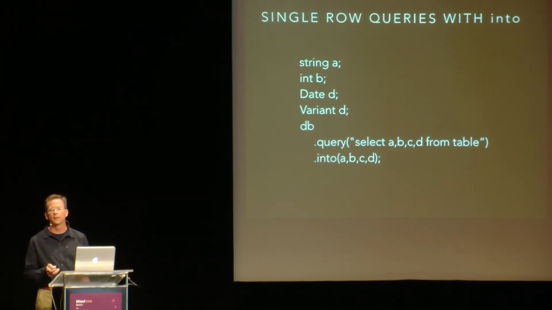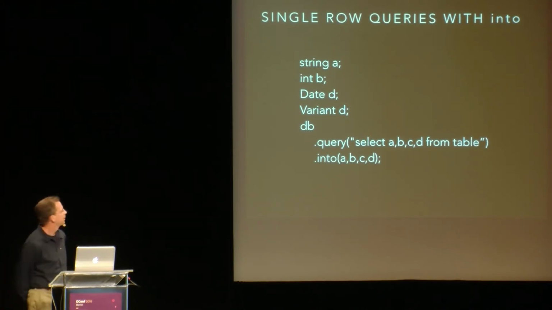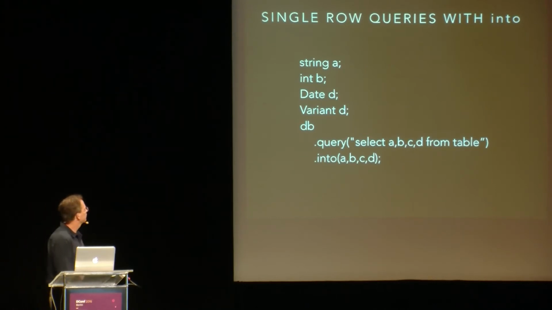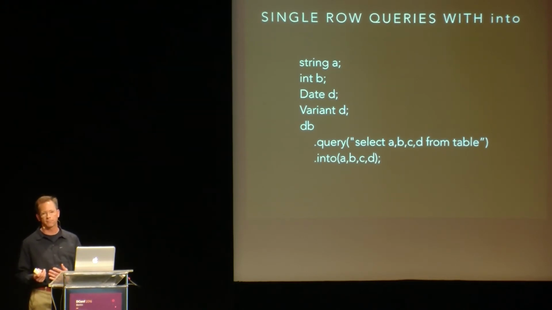Question? Yeah, how do you do type checking on those variables? It does conversion. So you don't have to match a type. There's a possibility, I think, of throwing if you've got a type pair that are incompatible, but it's going to do the right thing. Okay, thanks.